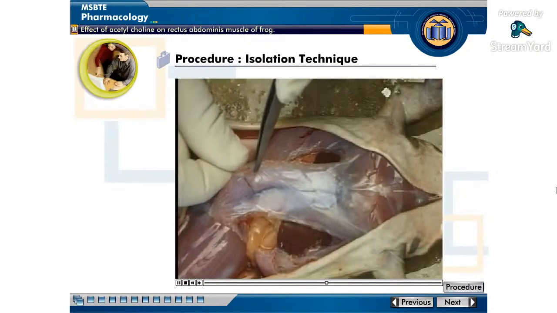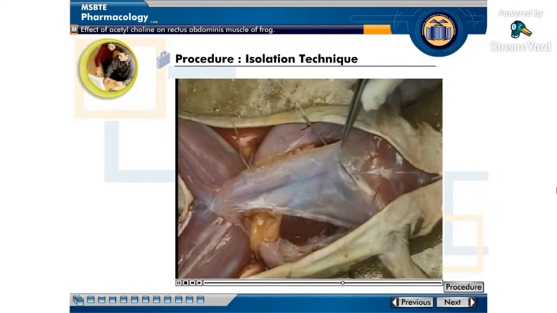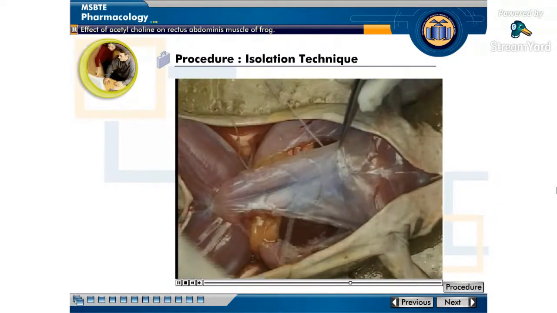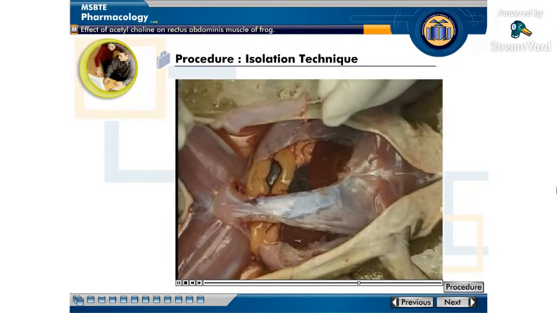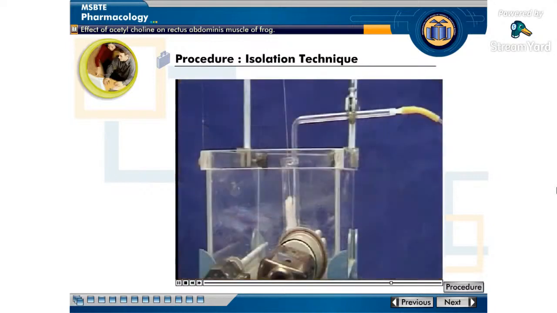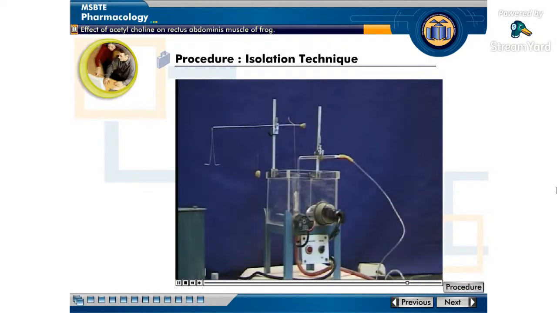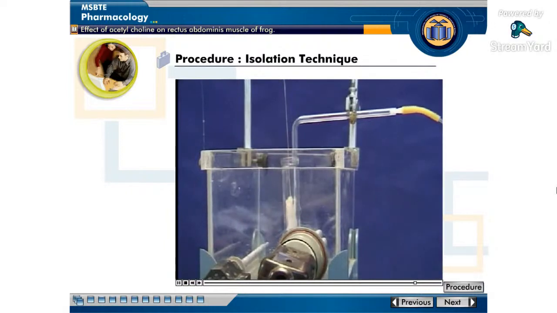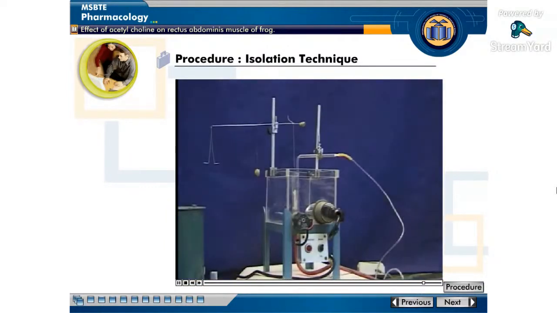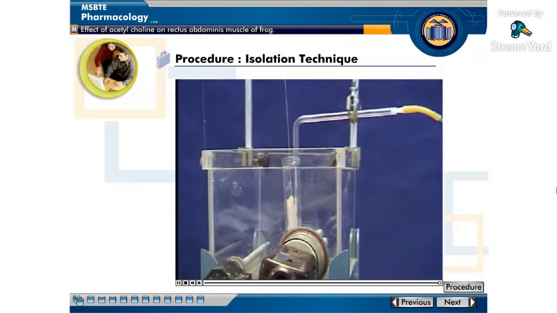Now, tie a thread to the bottom and top of the rectus muscle before removing the muscle from the body of the frog. Mount this rectus muscle preparation in upright position in the organ bath containing frog ringer solution under a tension of 1 to 5 gram. Now relax the tissue or muscle for about 45 minutes, during which wash this preparation with fresh quantity of ringer for at least 3 times. Now this preparation is ready for experimentation.